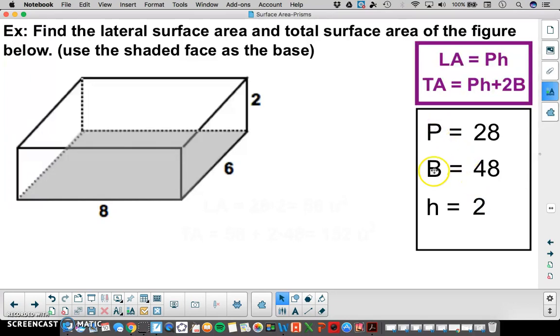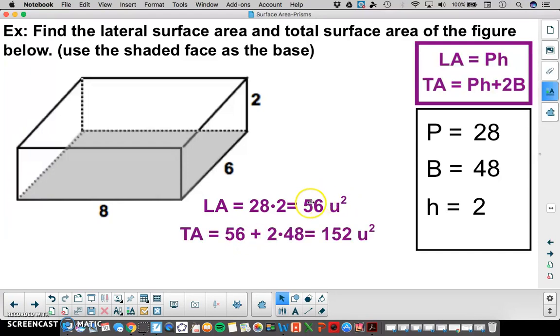Now that I have perimeter, base, and height, I need to just plug those into lateral area and total area. So lateral area is P times H, so 28 times 2, which is 56 square units. The total area is going to be the lateral area that we just found plus 2 of big B, which is 48. So when I add those together, I get 152 square units. So the lateral area, just the lateral faces of this rectangular prism, have an area of 56 square units. And the total area with the bases added in is 152 square units.